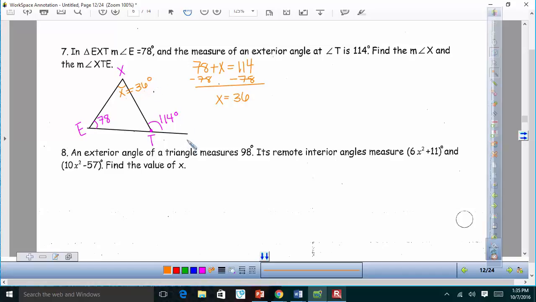Now, they also asked me to find XTE. So XTE is this angle right here. Does anybody have an idea of how we would find that one? Yes. 180 minus 114. Very good. We could do 180 minus 114, because what is this angle and angle 114? What do they make? A linear pair. So this would give me 66 degrees.